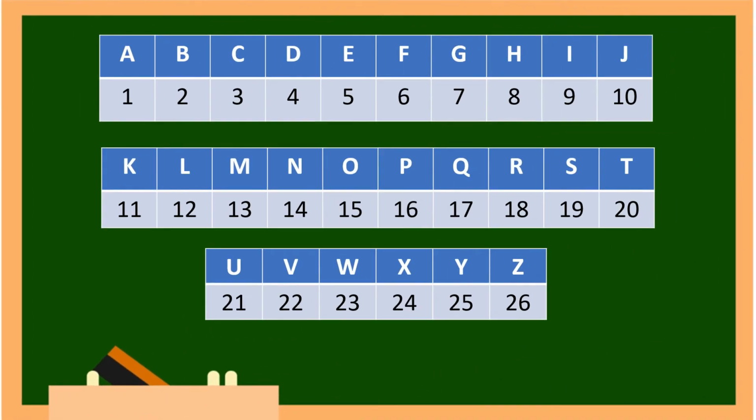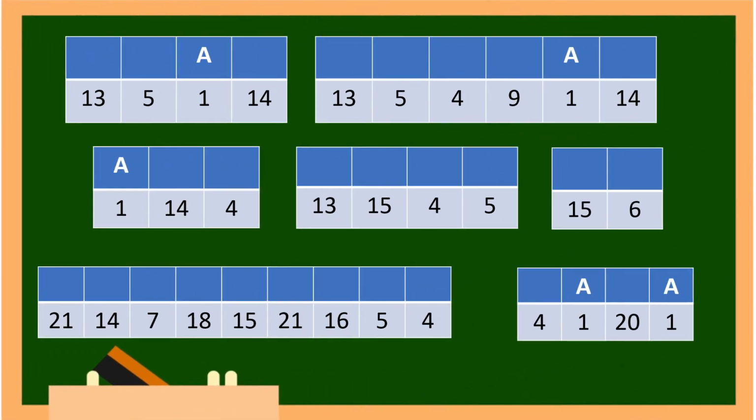We have the letters in the alphabet from A to Z. A stands for 1, B stands for 2, C stands for 3, up to the last letter. We are going to use this one in our next activity in the next slide. We have the given table. We need to complete the table. Number 1 is letter A. Write the letter that corresponds to the given number.